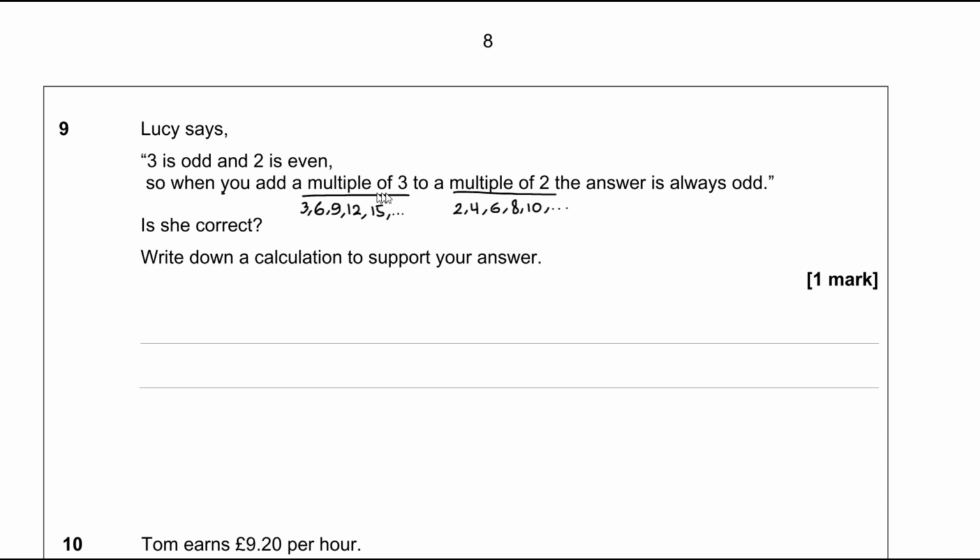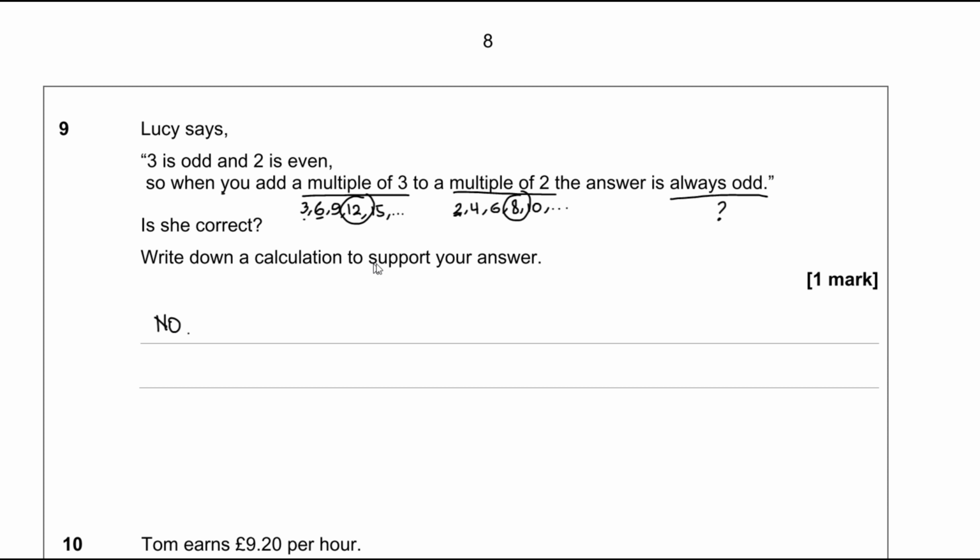Now, when you add a multiple of 3 to a multiple of 2, the answer is always odd. Is it always odd? Let's find out. If you add 3 and 2, it is odd. Yes, it is odd. But if you add 6 to 2, that will be 8. So it's even. That means it's not always odd. Let's take another example. If you take 12, if you take 8 from here, 12 plus 8, you will have 20. So there is a possibility that we can have an even number as well. So is she correct? No, she's not.